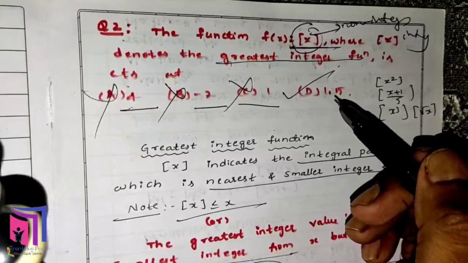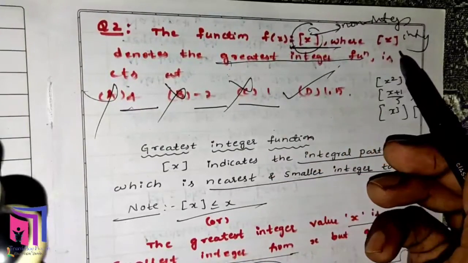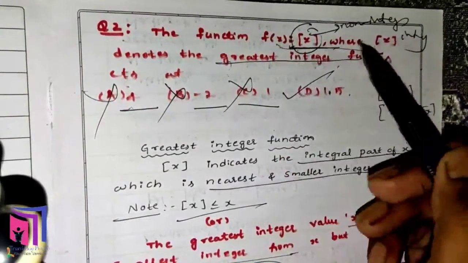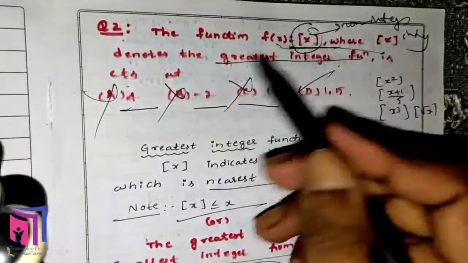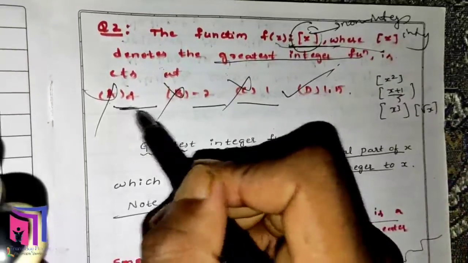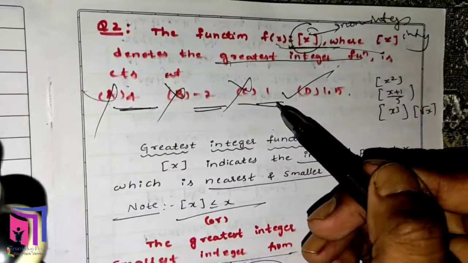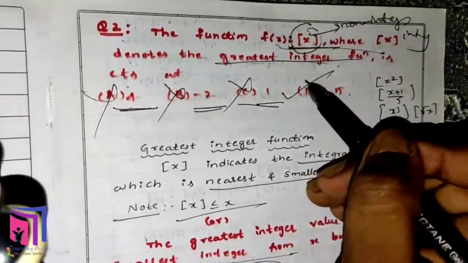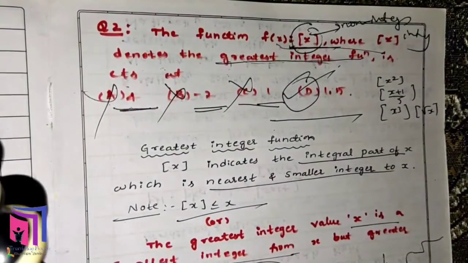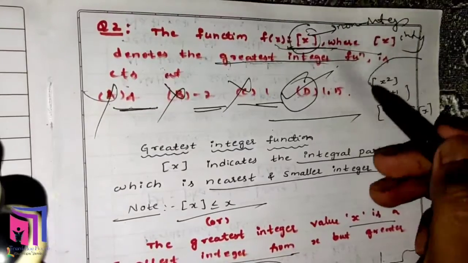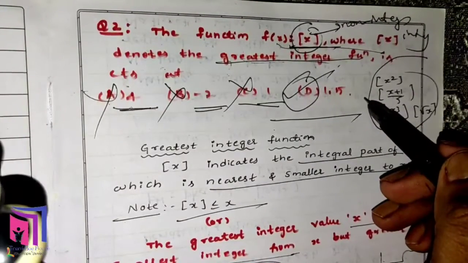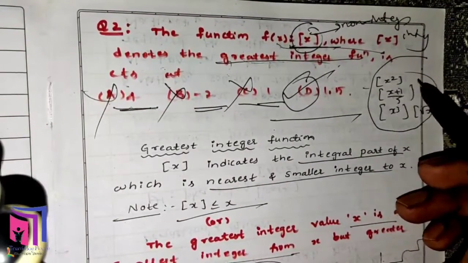Suppose in the question they have given that the function is discontinuous at 4, -2 and 1. For this question, this is our correct answer, 1.5. I hope you get all the points regarding the greatest integer function. In the next video I am discussing this type of question: continuity and discontinuity of these types of questions.